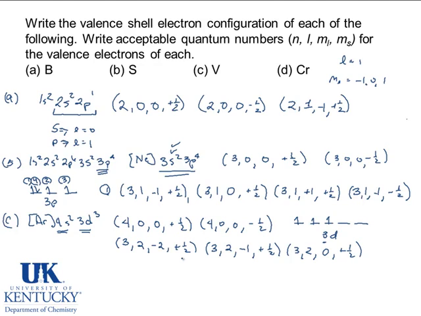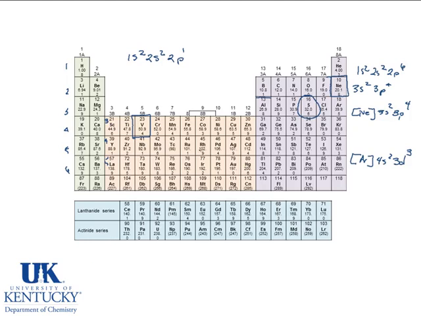The last one we're going to do here is chromium. So let's look at the periodic table and let's get the electron configuration of chromium. Put a little cloud around it here so we can see it. We find the noble gas that comes before chromium, and that's argon. So it's argon. And then we come across and we work our way to chromium. So we do 4s2. In 3D, count over 4, 3d4.